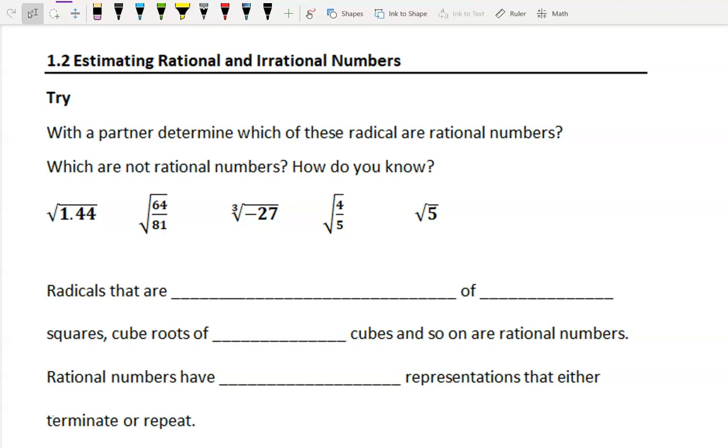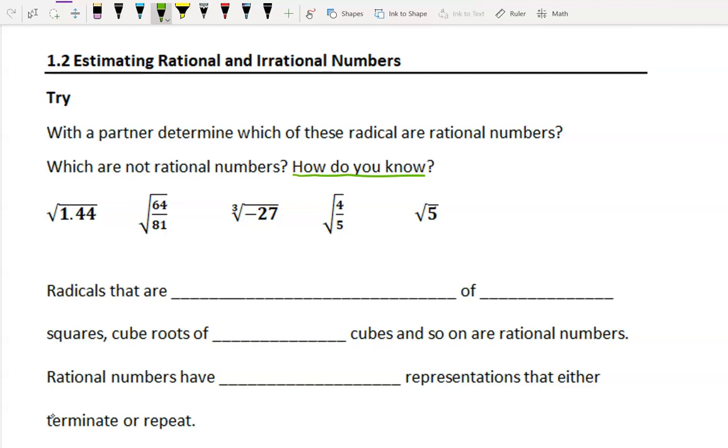So, the question here says, with a partner, determine which of these radicals are rational and which are not. And the big question is, how do you know? Well, it would be great if you could have your calculator, but in this unit, you cannot use your calculator. So you need to be able to do this without a calculator. You need to be able to look at these numbers and say, are they rational or not?